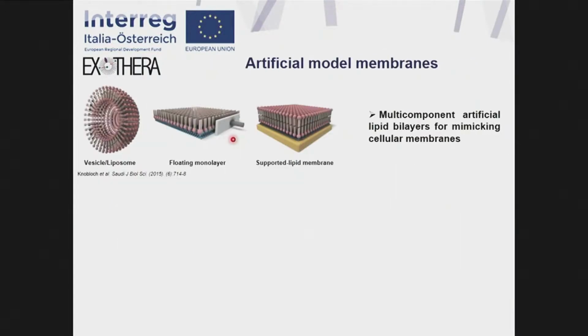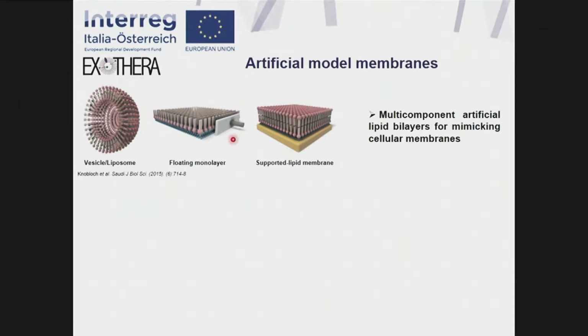Model membranes are a great tool in the field of artificial systems because you can use them to mimic and simulate cell membrane compositions. You can control very well the composition, size, and geometry of these systems, and you can also assess the role of the single components in these membranes.